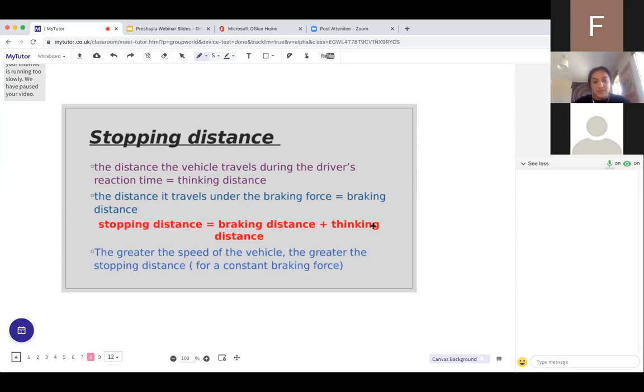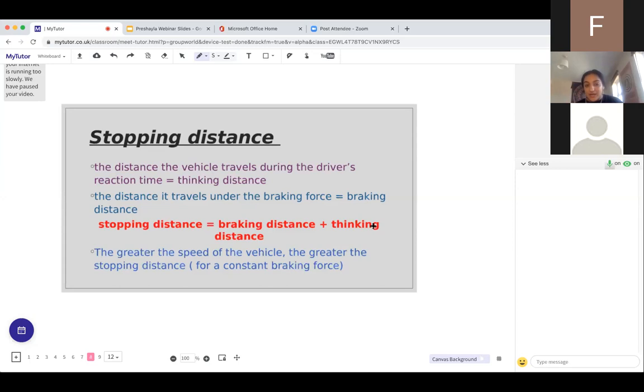So we have this idea of a stopping distance, which is made up of two things: the braking distance and the thinking distance. The thinking distance is defined as the distance that the vehicle travels whilst the driver is reacting. For example, whilst the driver is reacting to seeing a traffic light, there's going to be a certain distance that the car travels whilst the driver's thinking about starting to brake. The driver sees the traffic light, starts to think, okay, I need to brake, and that is called the thinking distance, the distance that the car moves while the driver is thinking about braking.